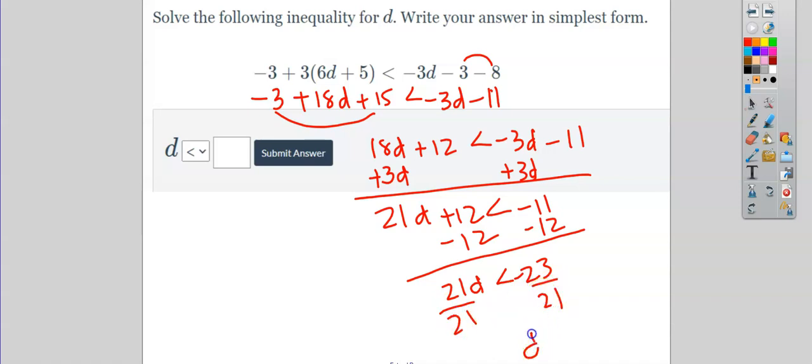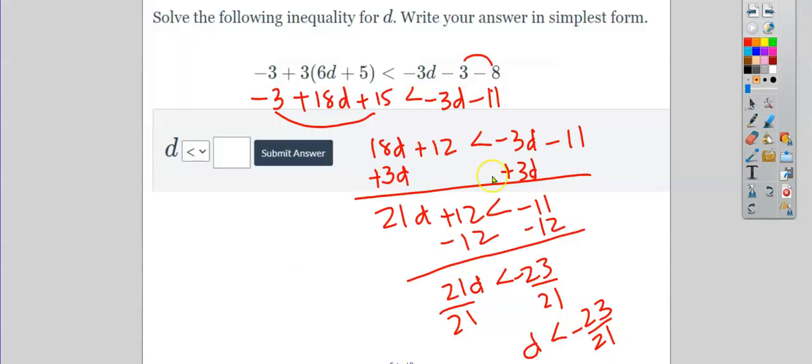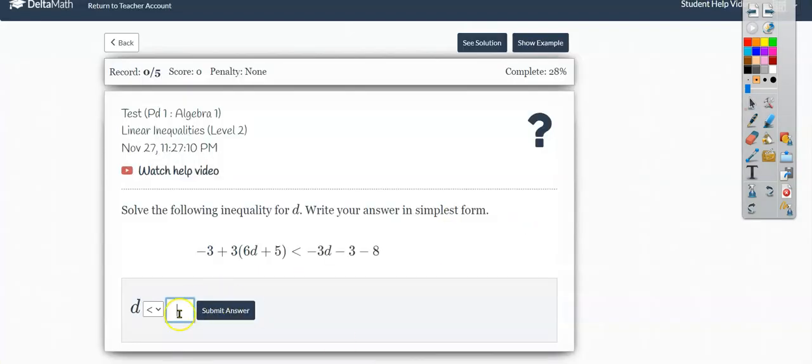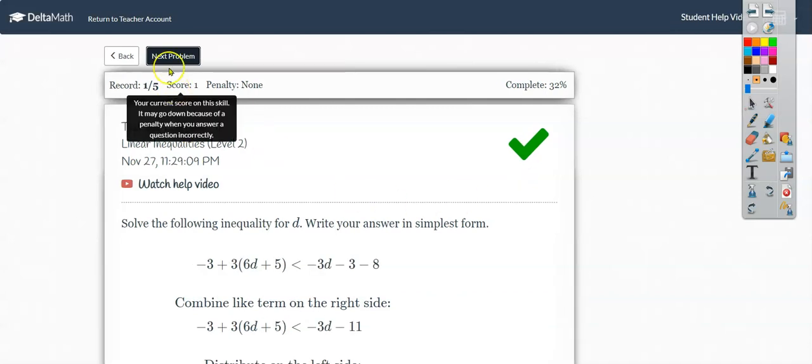And we're going to get d is less than negative 23 over 21. So it's a fraction, negative 23 over 21. And it is less than, yes, negative 23 over 21. Okay, let's try it again.